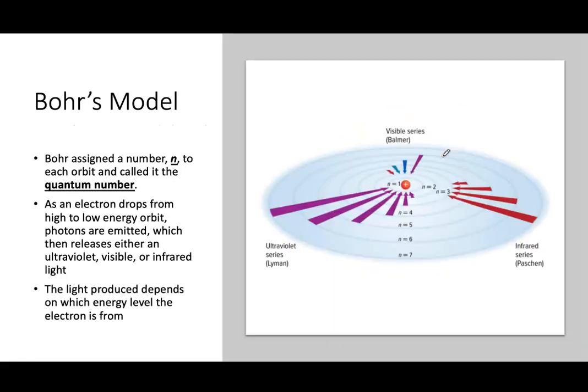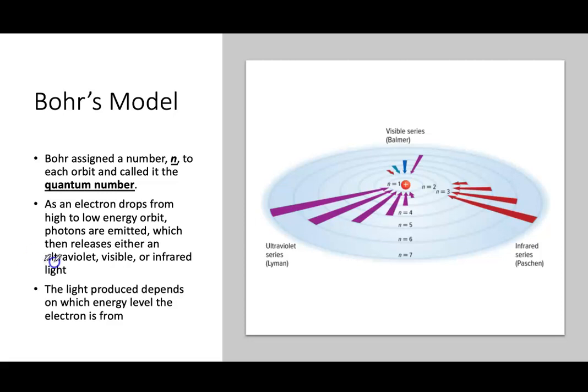All right. Now, Bohr assigned numbers to the orbits. We call them the quantum number, or the letter n. As you can see here, there's a maximum of 7 energy levels. For example, we have an electron and that electron absorbed energy. Then the electron will move up its energy level. And as it bounces back down to its lowest state to go back to its ground state, that energy released will end up emitting photons, which will produce some type of light.